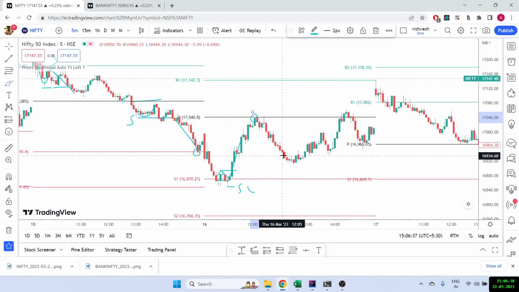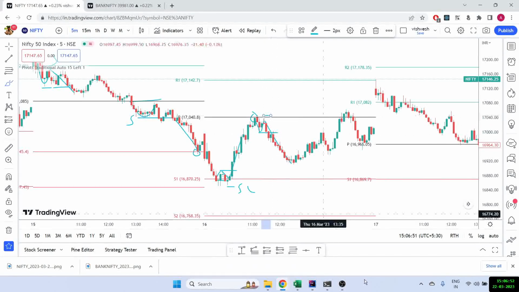Now let's see if we get another entry. Here we can see the market came down again from this level, the pivot level. It again did a pullback and came down again. So we will sell here as per the strategy, with this as the stop loss.